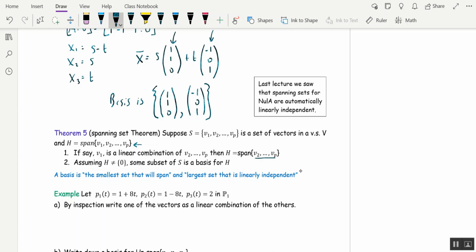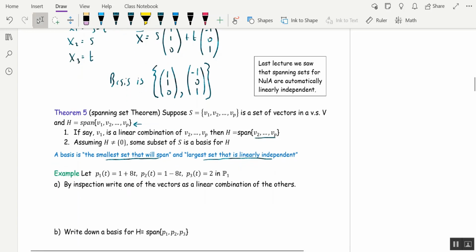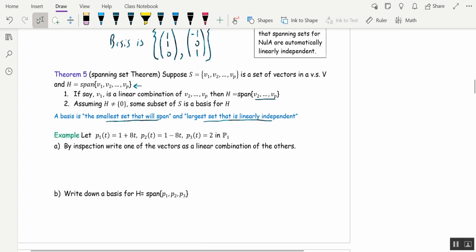So a basis is the smallest set that will span. If you toss out any more vectors, you won't span the space, but it's the largest set that is linearly independent. If you added any more vectors, you would have a dependent set. So let's look at another example. By inspection, write one of the vectors as a linear combination of the others.